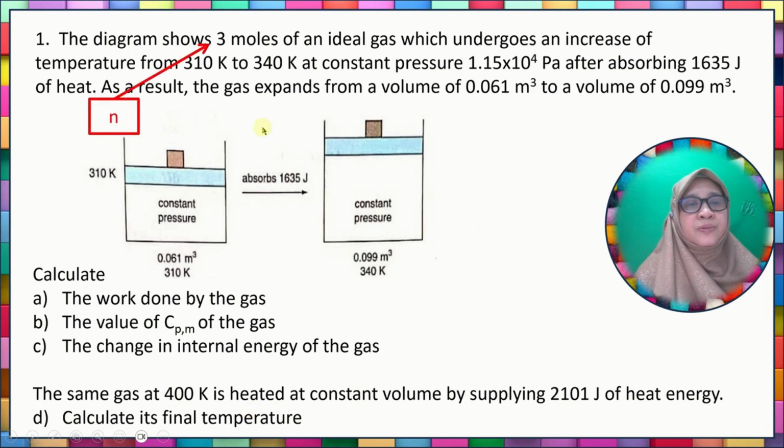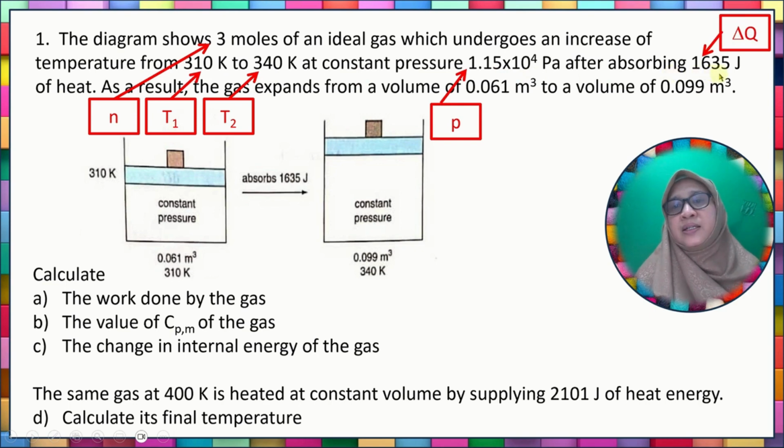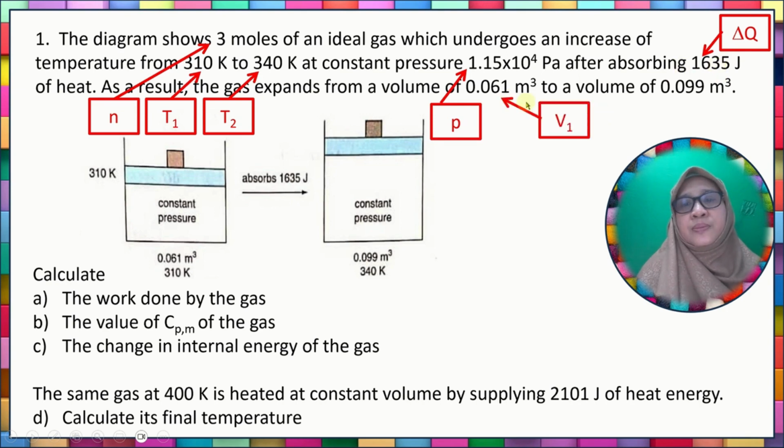Okay, so first we check what is given in the question. Number of moles 3, initial temperature 310 Kelvin, final temperature 340 Kelvin, pressure constant 1.15 times 10 to the power of 4 Pascal. This one is absorbing heat, so that means delta Q is positive, and the volume initial and the volume final.